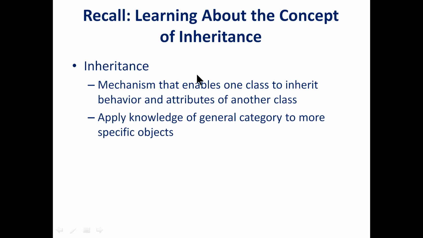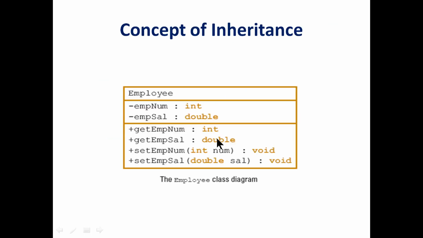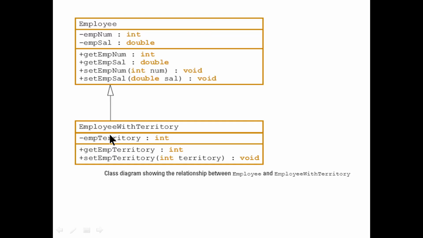Learning about the concept of inheritance: it is a mechanism that enables one class to inherit the behavior and attributes of another class. You can apply knowledge of a general category to more specific objects. This is an example of an Employee class. It has two private members, employee number and salary, integer and double, and public methods: get employee number, returning integer, get employee salary, returning double, set and get. So this is the Employee class diagram.